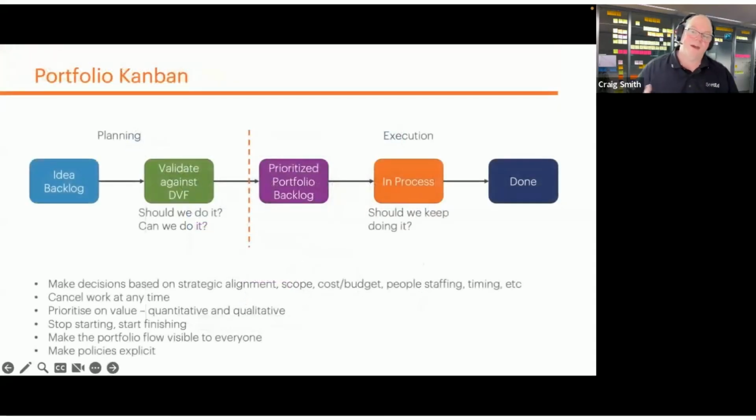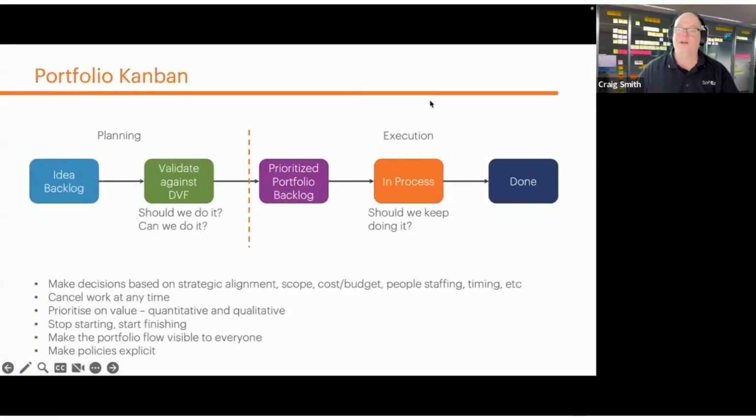And so the way we do that in a lean portfolio perspective is by using something like portfolio Kanban, which actually at its heart is exactly the same as a team-based Kanban or a personal Kanban. It's just at a higher level. We're pulling things through. In this case, and this is just an example, we have a backlog that we then validate by some sort of value metric, right? Should we do it? Can we do it? Right, that then becomes that prioritized backlog that perhaps more people can see.